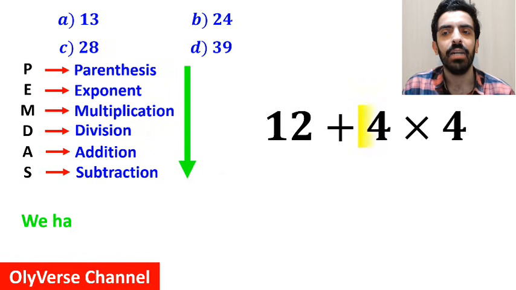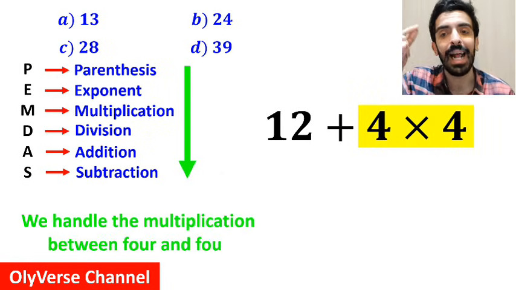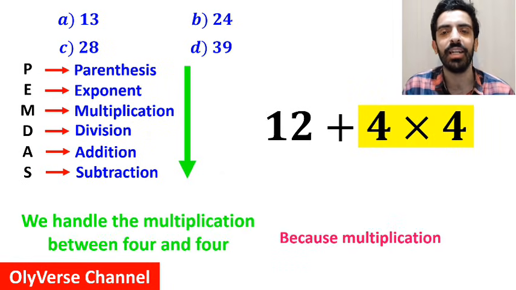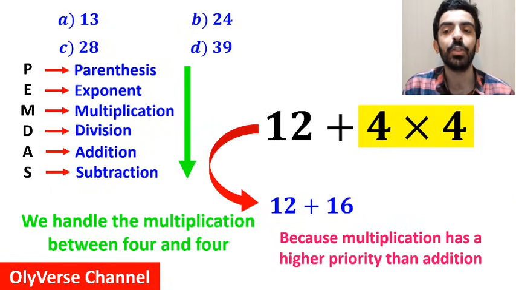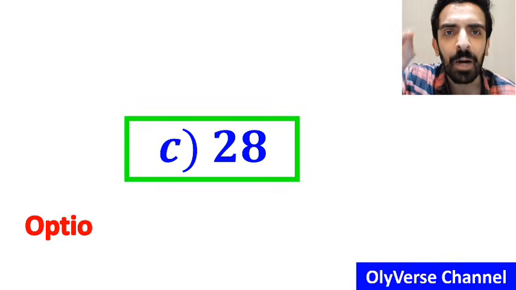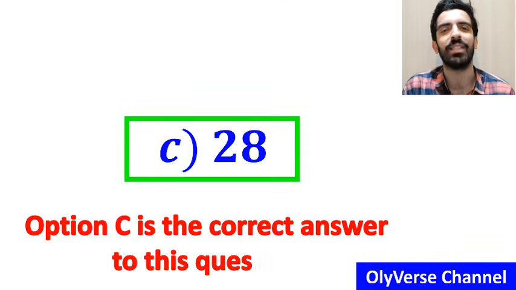And in the final step, we handle the multiplication between 4 and 4 because multiplication has a higher priority than addition. And this expression simplifies to 12 plus 16, which ultimately gives us the answer 28. That's great. Option C is the correct answer to this question.